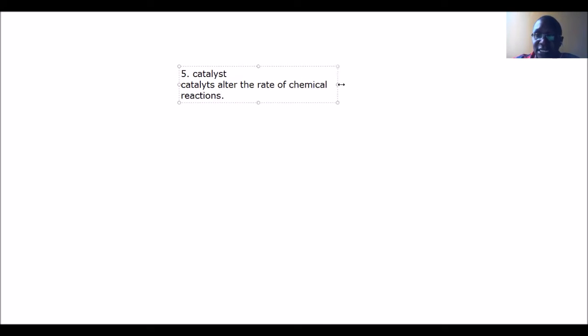When we say that catalysts alter the rate of chemical reactions, we need to explain how they alter these rates. Now, catalysts will alter the rate of chemical reactions by lowering the activation energy. Now, I want you to remember about the activation energy.